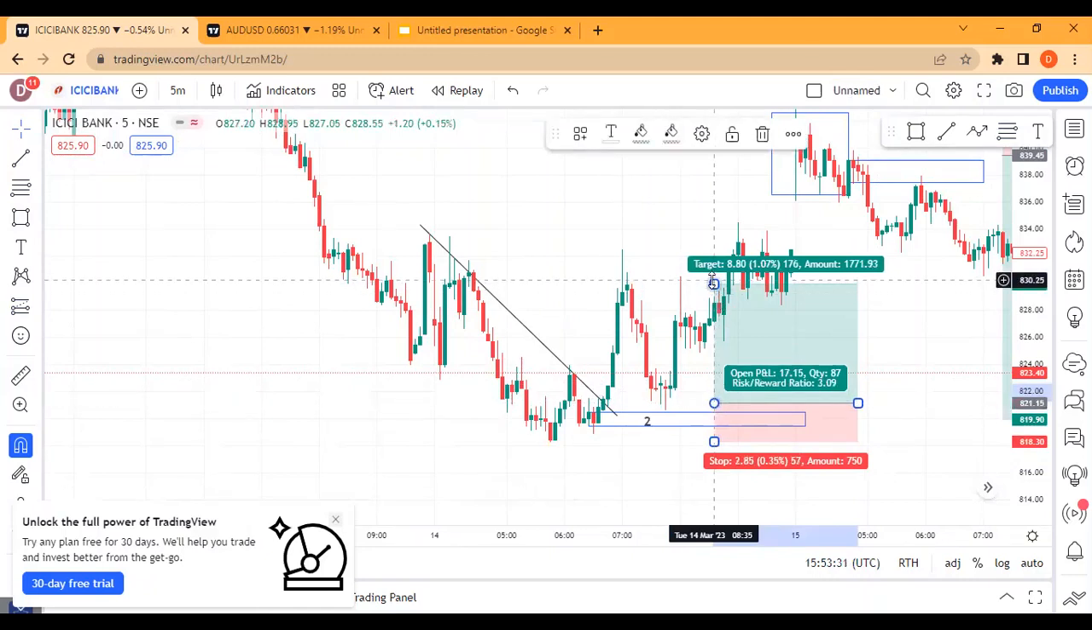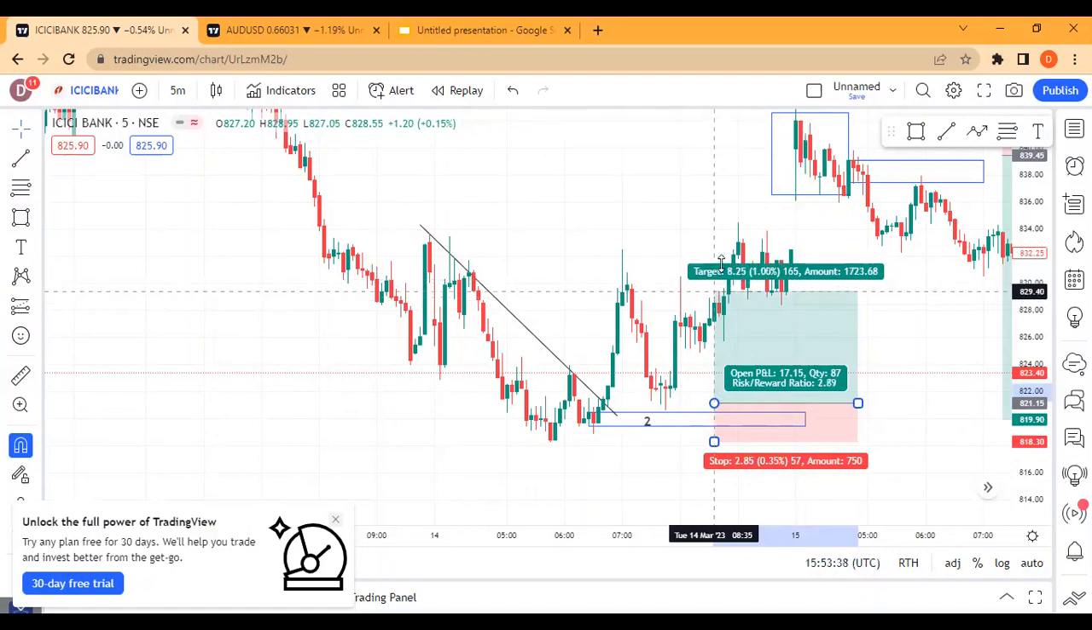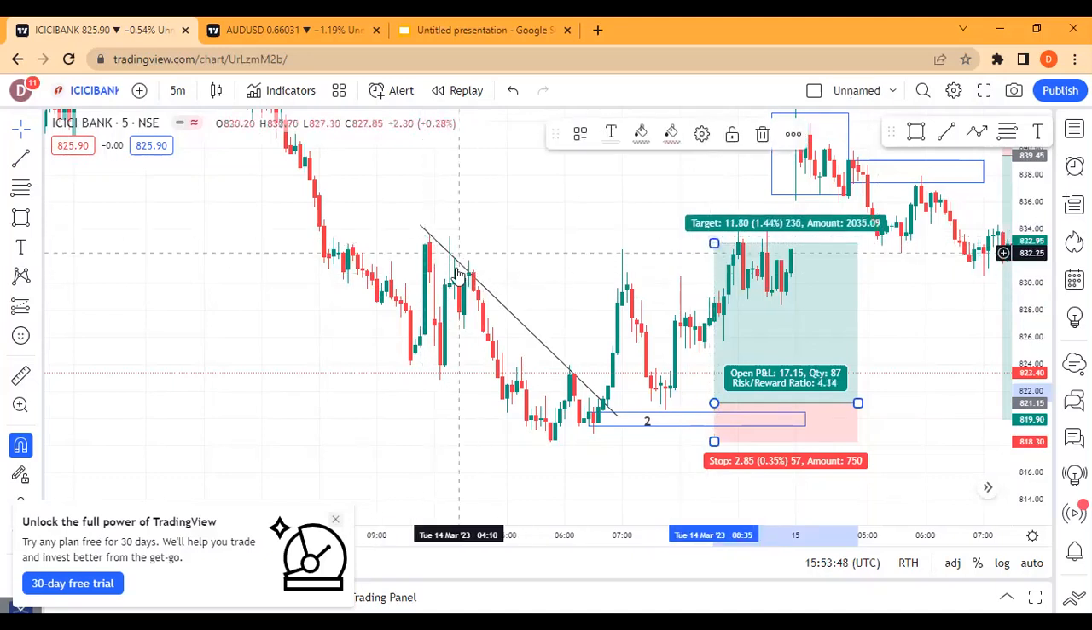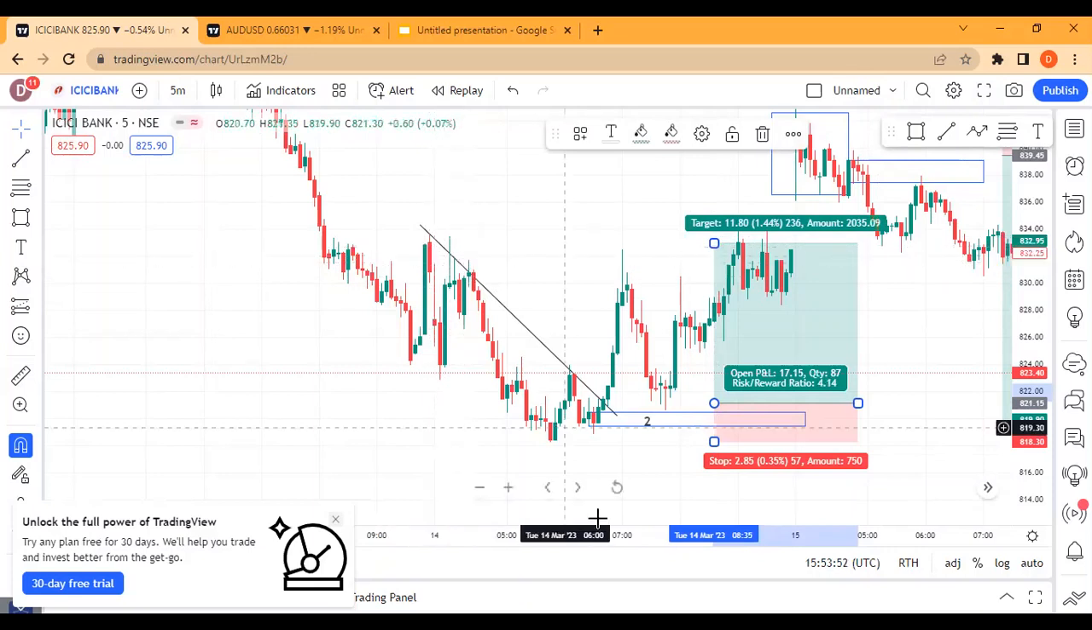I'll now pay attention to the previous highs, all right, to take my profit. So I can either wait here to take my first profit because that's the recent high. I can also come here or here to take my profits. Then I can just wait here to take my profit, since I have paid attention already to this particular line, all right?